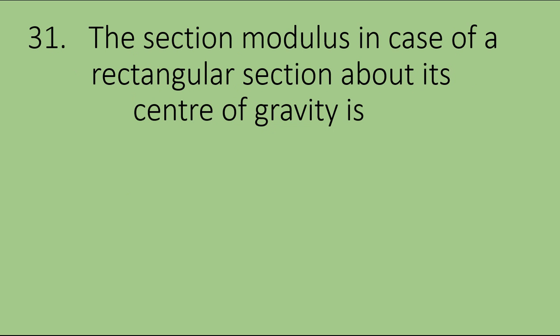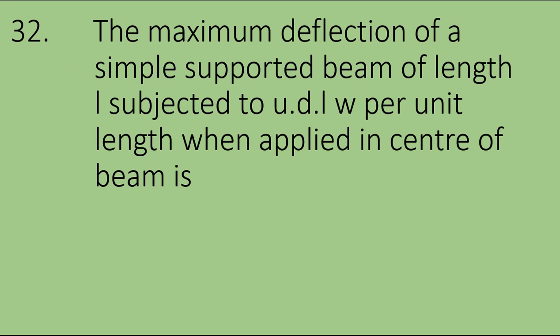31. The section modulus in case of a rectangular section about its center of gravity is. Answer: b d square by 6. 32. The maximum deflection of a simply supported beam of length L subjected to UDL W per unit length when applied in center of beam is. Answer: 5 WL to the power 4 by 384 EI.